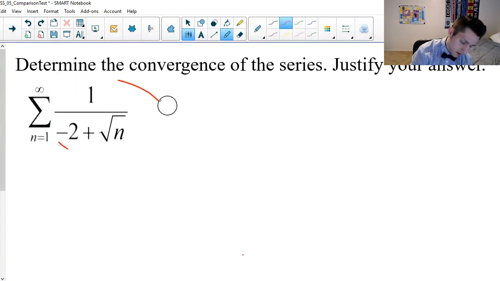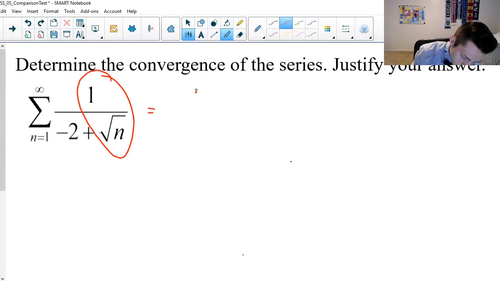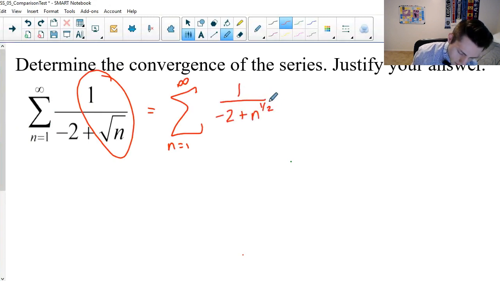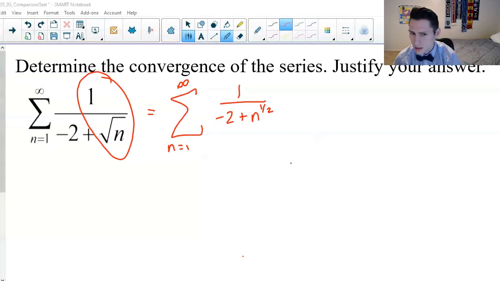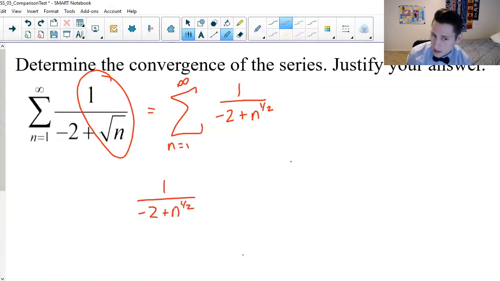So let's instead try to use a comparison test, because what I do see is if this series were just 1 over square root of n, that is in the form of a p-series. So I think maybe I can compare here, because I can think of this as 1 over negative 2 plus n to the 1/2. Okay, so let me think about comparing this.